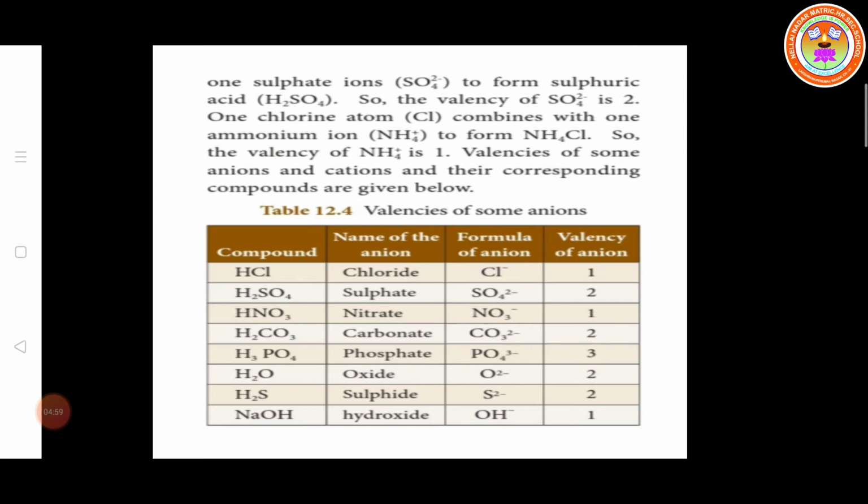so the valency is 3. H2O: each hydrogen has plus 1, so 2 hydrogens give plus 2. Oxygen has minus 2, so oxide has minus 2, valency is 2. H2S: similarly, 2 hydrogens have 2H plus. Sulfide has 2 minus, S2 minus, so the valency of the anion is 2. NaOH: Na has plus 1, OH has minus 1, so hydroxide has minus 1 and the valency is 1.